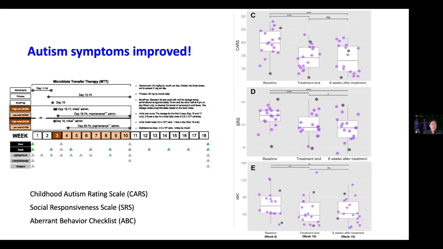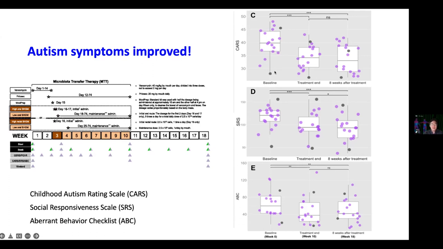We even found that autism behavior symptoms improved. We tried different scale assessments: the Childhood Autism Rating Scale, CARS, and SRS, ABC. All three assessments show an improvement in the autistic symptoms, as you see on the graph on the right side. All scores come down after 10 weeks, which is the end of treatment, and at week 18, which is 8 weeks after treatment stopped. So we were so excited.